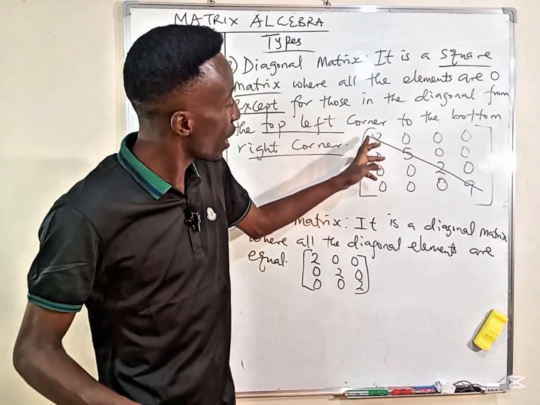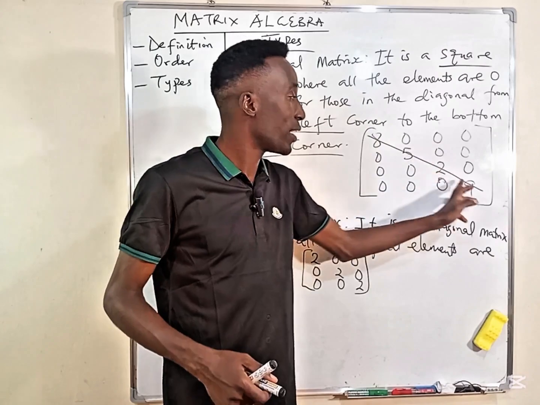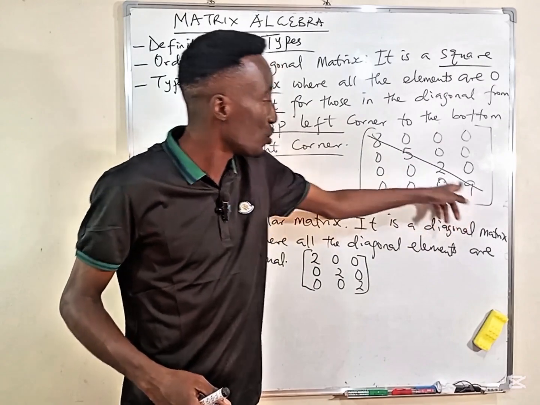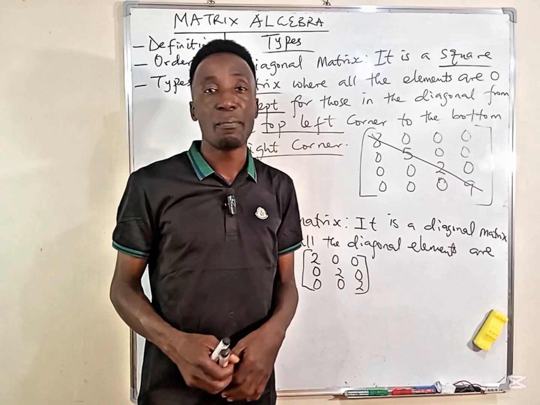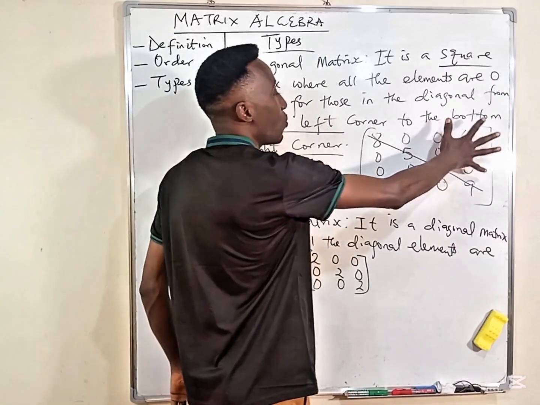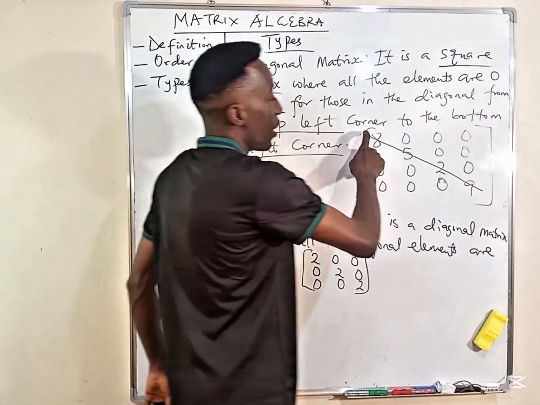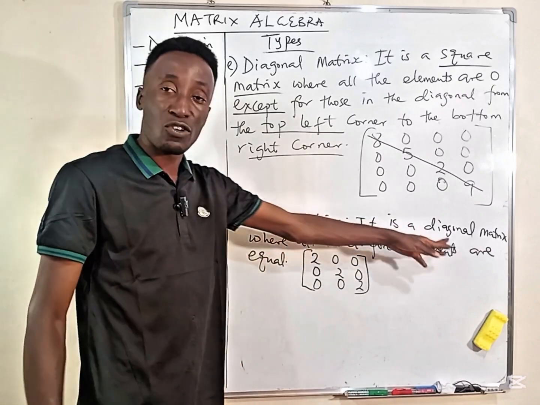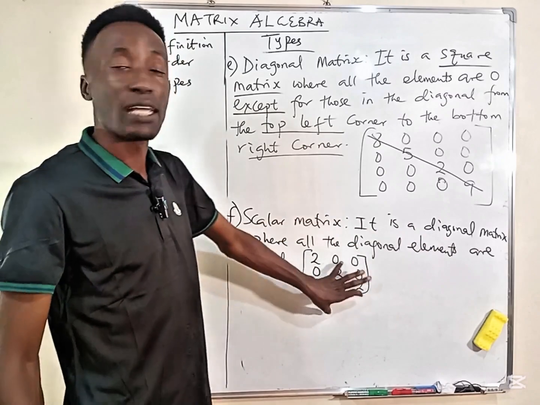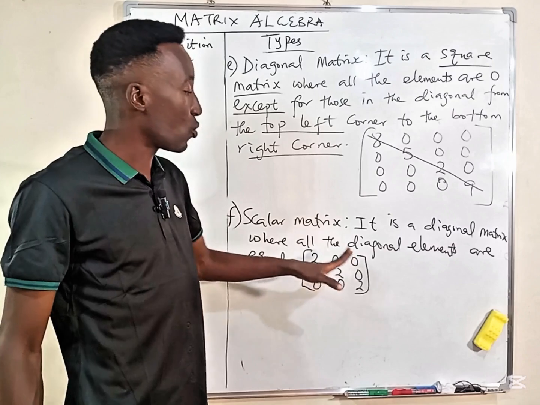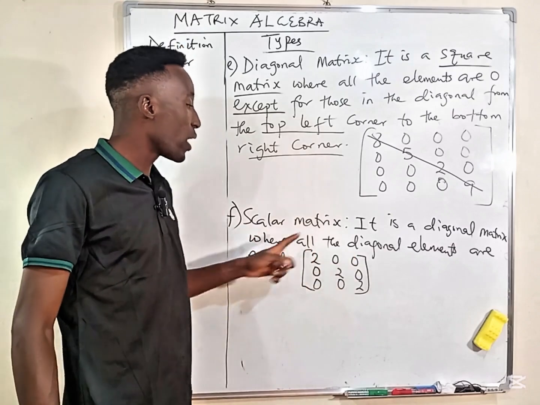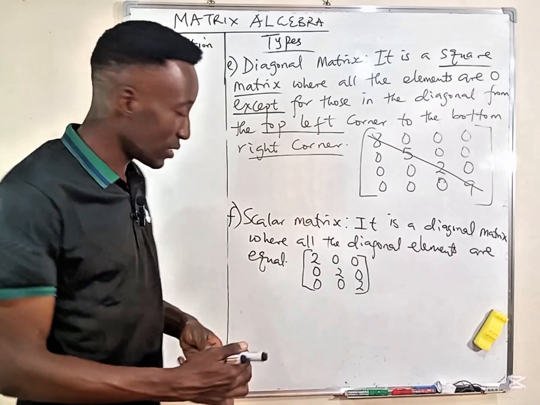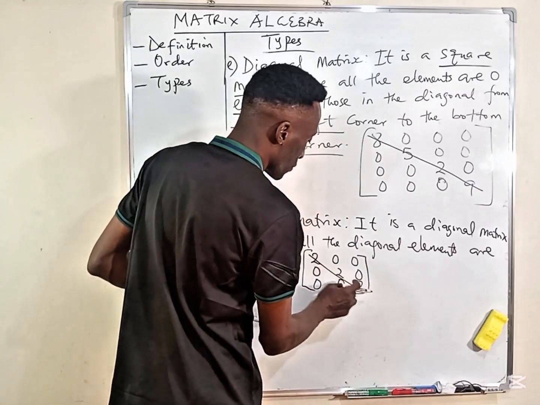So any matrix where the elements that are more than 0 are on the diagonal, and the rest of the elements are 0, is called a diagonal matrix. Now we have the scalar matrix. It's a diagonal matrix with equal rows and equal columns, where all the diagonal elements are equal, like this.